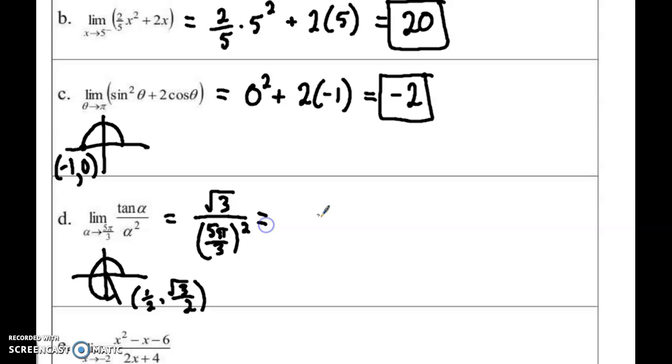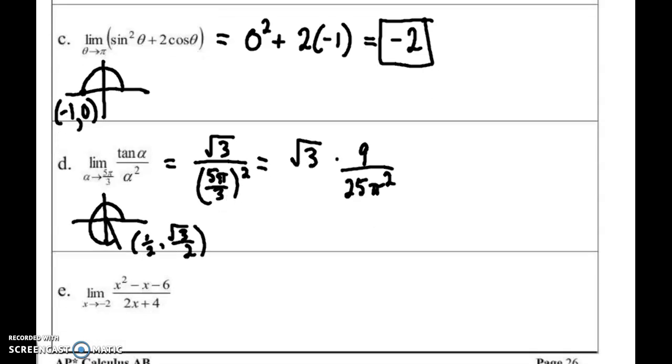So what are we looking at? Root 3 divided by a fraction is the same as multiplying by the reciprocal. 3 squared is 9, 5 squared is 25, pi squared is just pi squared. Nothing to work out. And all I would do is move that root 3 into the numerator. All right. So I'm just going to leave it like this. I would just rewrite the problem if you're curious.